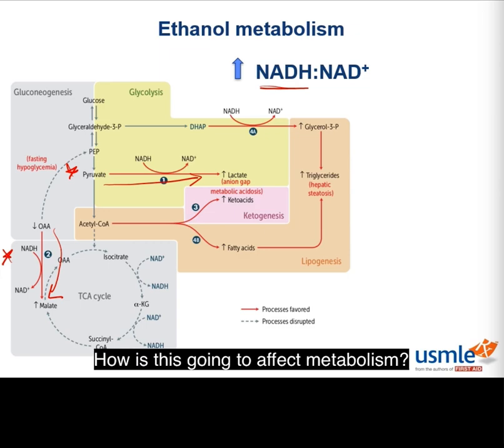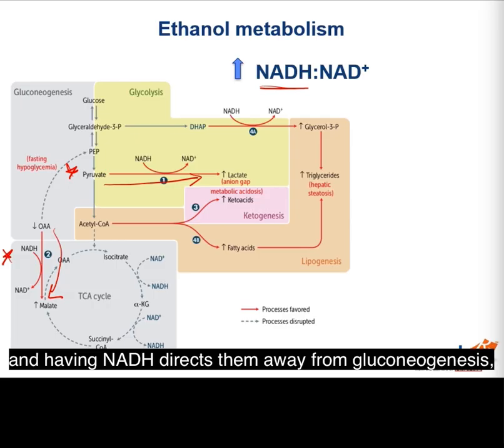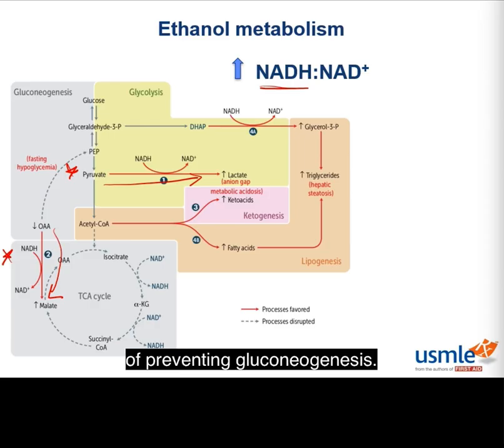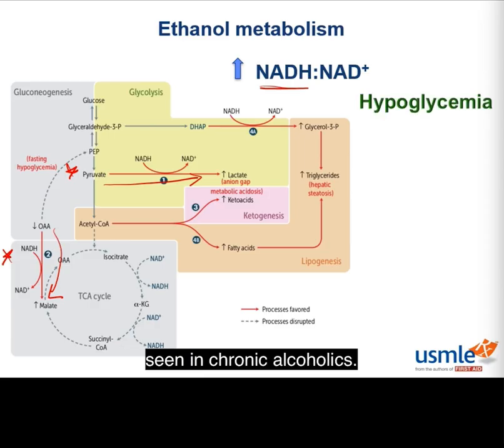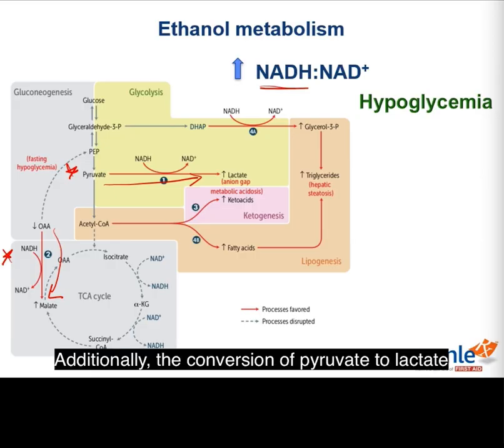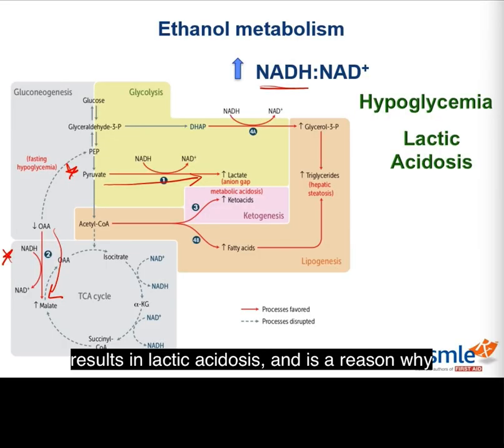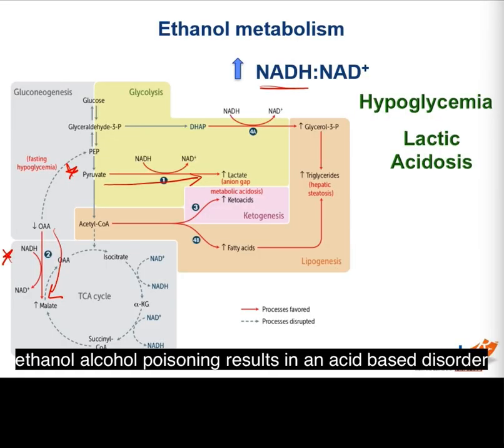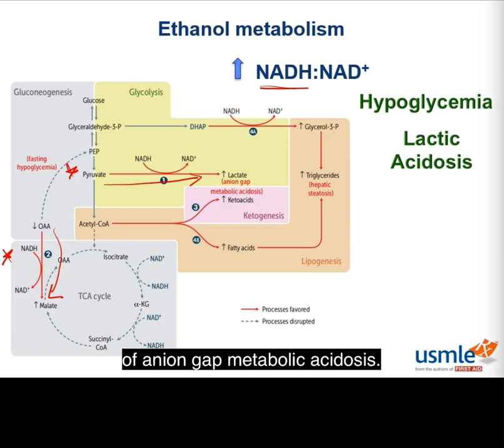How is this going to affect metabolism? Well, since oxaloacetate and pyruvate are the starting substrates for gluconeogenesis, and having excess NADH directs them away from gluconeogenesis, alcohol intake has an end result of preventing gluconeogenesis. This is the cause of hypoglycemia seen in chronic alcoholics. Additionally, the conversion of pyruvate to lactate results in lactic acidosis, and is a reason why ethanol and alcohol poisoning results in an acid-base disorder of anion gap metabolic acidosis.